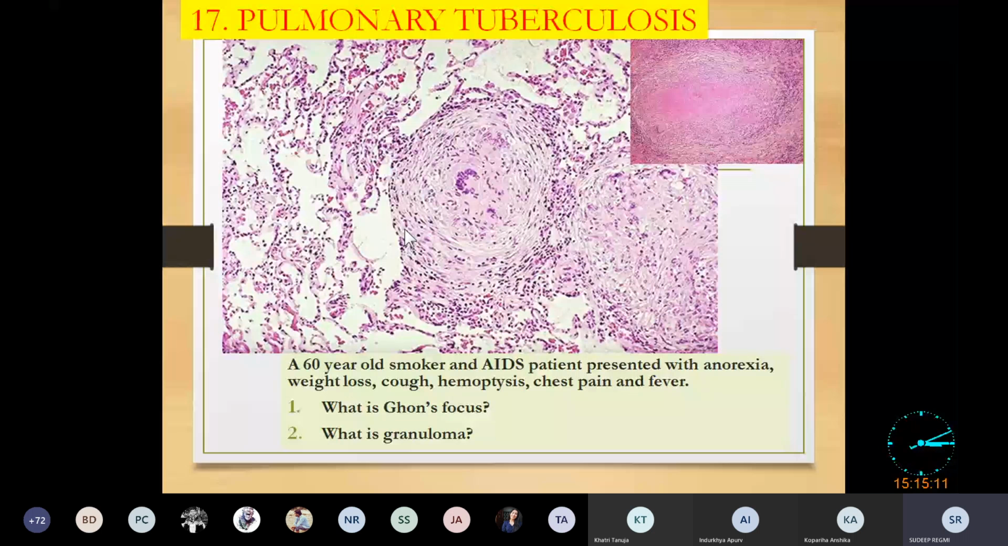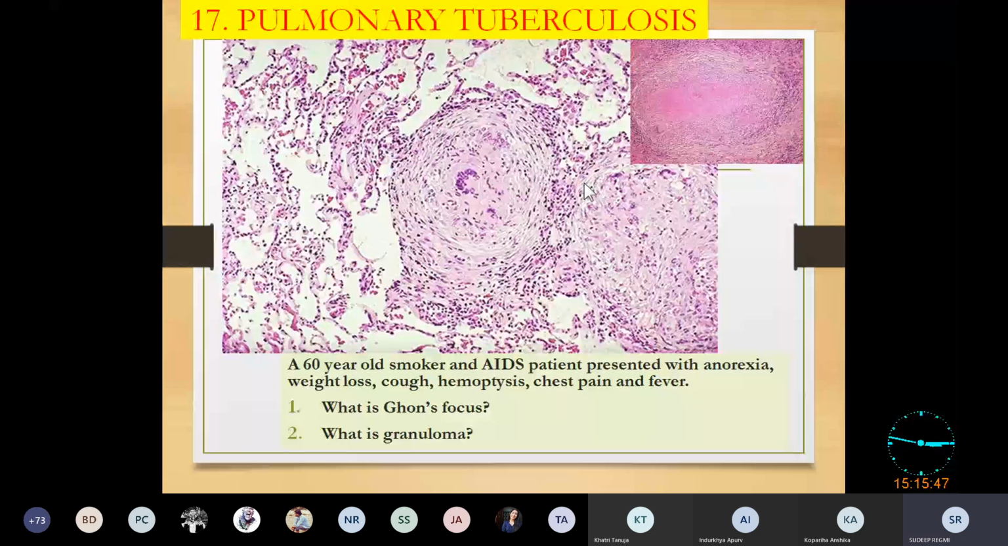Here you can see the next picture. There is presence of central caseous necrosis surrounded by epithelioid cells, Langhans type giant cells, and a mantle of lymphocytes. So this is a granulomatous inflammation, and this is tuberculosis. Why tuberculosis? There is caseous necrosis, there are Langhans type giant cells, and there is a well-formed granuloma. So this is pulmonary tuberculosis.